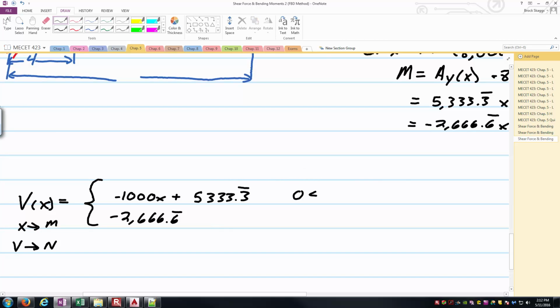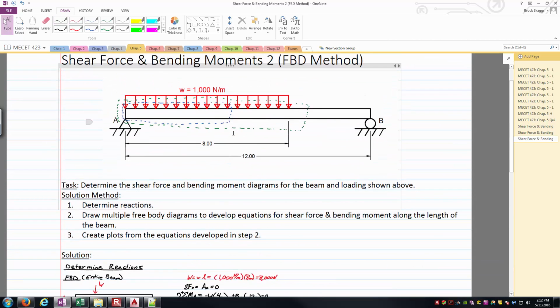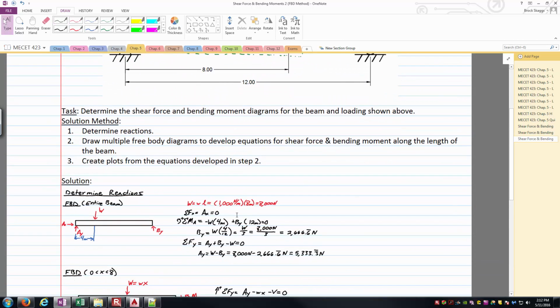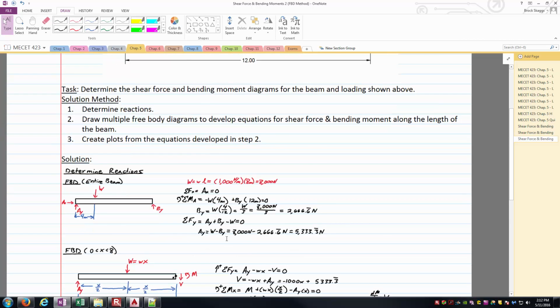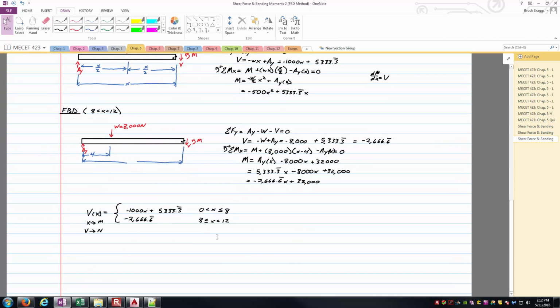As far as domains, 0 is less than x. Remember, we've got that concentrated force happening right at the point at the start, and then that goes to less than or equal to 8, and then 8 picks up less than or equal to x, which is less than 12 here. Both of the endpoints here, we've got concentrated upward forces associated with the reactions A sub y and B sub y, so that's where I'm leaving off the less than or equal to on those.